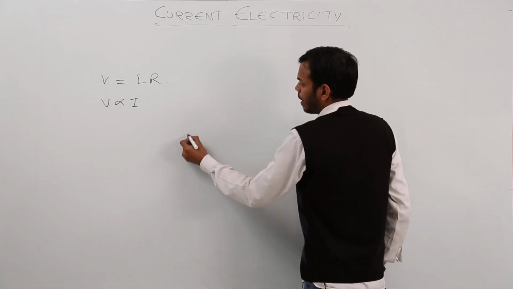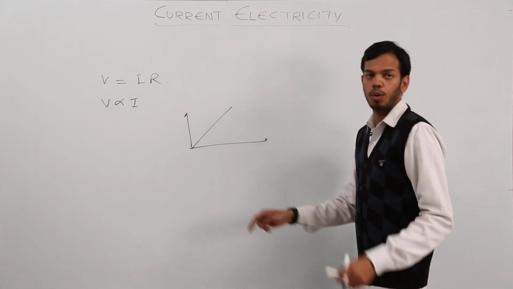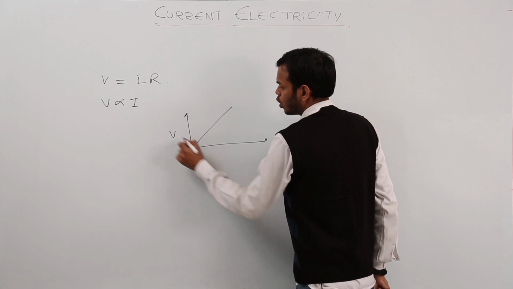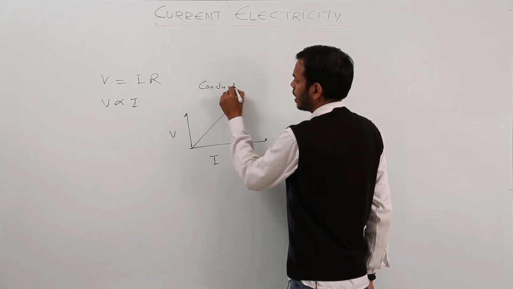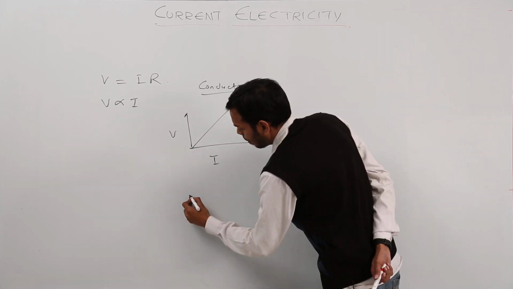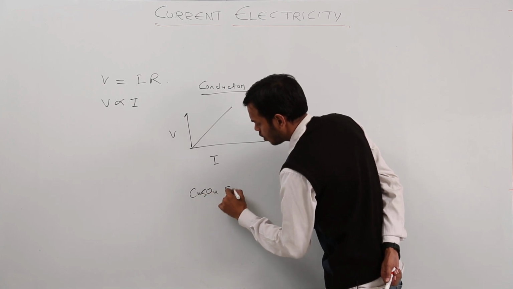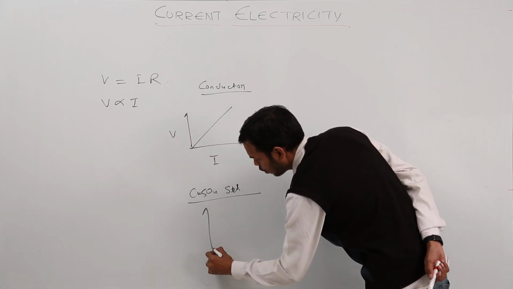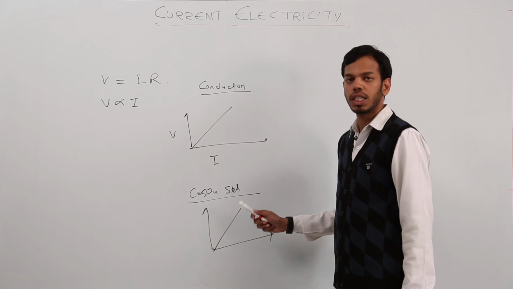So if I make a graph like this, it is supposed to be the graph for Ohm's law, that V is directly proportional to I. This is for any conductor. Suppose I have a copper sulfate solution, that is CuSO4 solution. There also, if you make a graph between the applied voltage or potential difference with respect to current, the graph would still be a straight line.